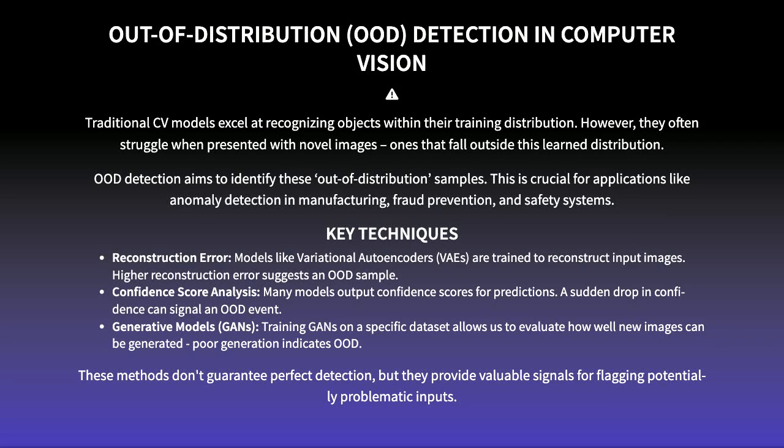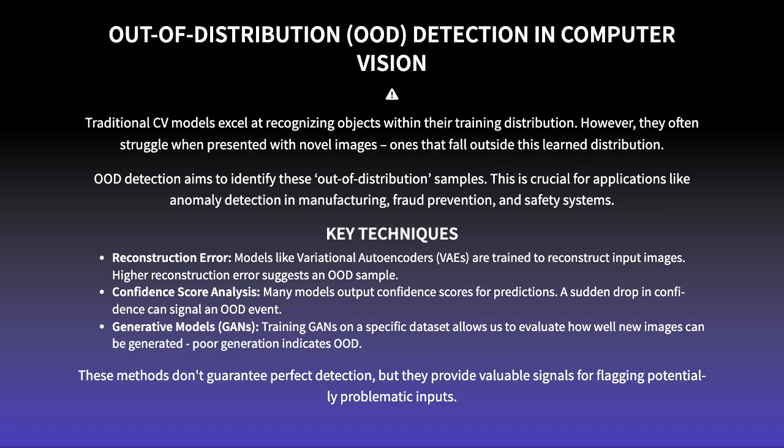Let's talk about something really important in computer vision: figuring out when a model is seeing something it doesn't understand. We call that out of distribution, or OOD, detection. Basically, your typical image recognition model does great on things it's been trained on: cats, dogs, cars, you name it. But what happens when it sees, say, a completely new type of animal, or an unusual scene? That's where OOD detection comes in.